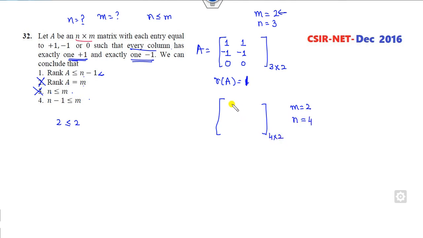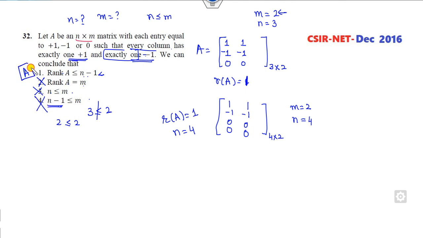Here, it is my 4 cross 4, because it has exactly plus 1, exactly 1. So the rest of our values are 0. Again, rank of A is 1, N is 4. So 1 is less than or equal to 4 minus 1, satisfied. But here N minus 1 is 3, which can't be less than or equal to 2, no. So this option is cancelled.